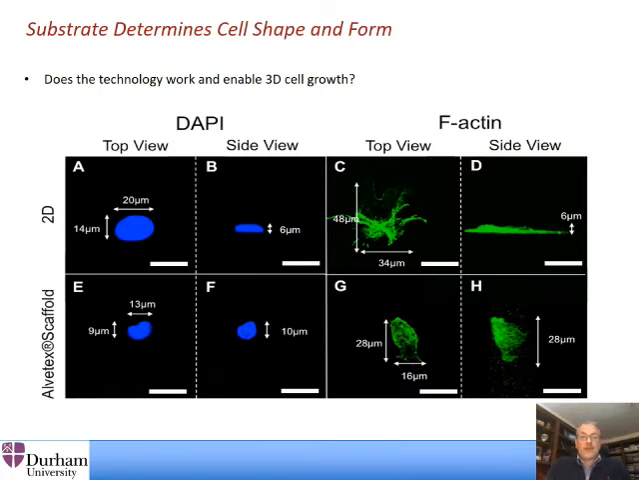So, as I mentioned, substrate determines cell shape and form. So does the technology work? Does it prevent that shape change from occurring? So in 2D, cells flatten, as I showed you before, and the nucleus also flattens. In the Alvetex scaffold, the cells retain a 3-dimensional shape and form, as does the nucleus.